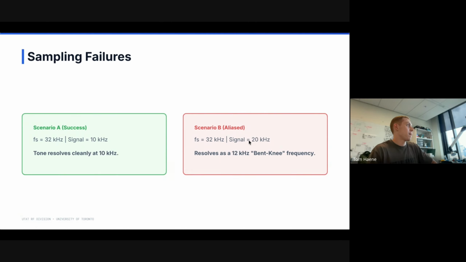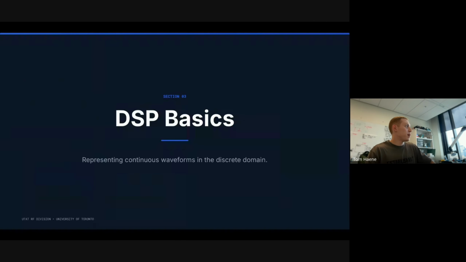Scenario B: Fs is 32, but now the signal is 20 kilohertz. 20 is over 16. It's higher than 16, so this one is going to alias down to, it says 12 here is the answer. There's a way to calculate that, but it doesn't matter. It's going to bend its knee and become 12. So it's changed, which is not good. We don't want these things to change. Frequencies matter a lot. If the frequencies of your signal change, the whole message is corrupted and everything's different all of the time. All right, so that's the idea of the basics.